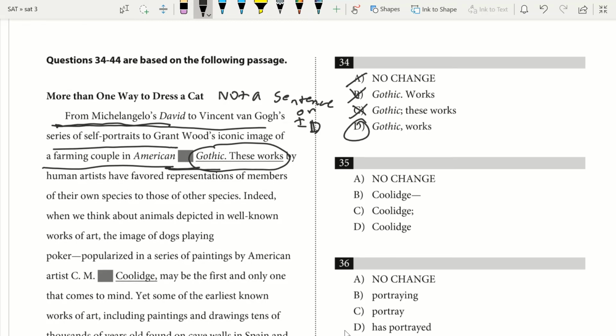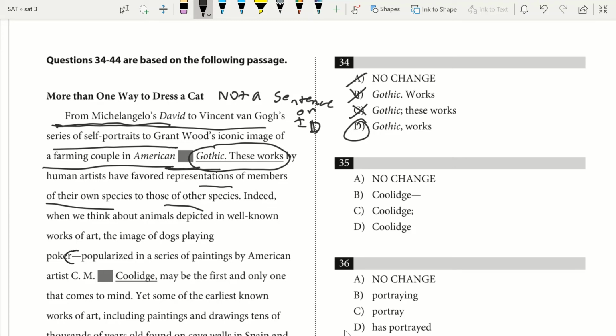And then we have, these works by human artists have favored representations of members of their own species to those of other species. Indeed, when we think about animals depicted in well-known works of art, the images of dogs playing poker, popularized in a series of paintings by American artist C.M. Coolidge, may be the first and only one that comes to mind.